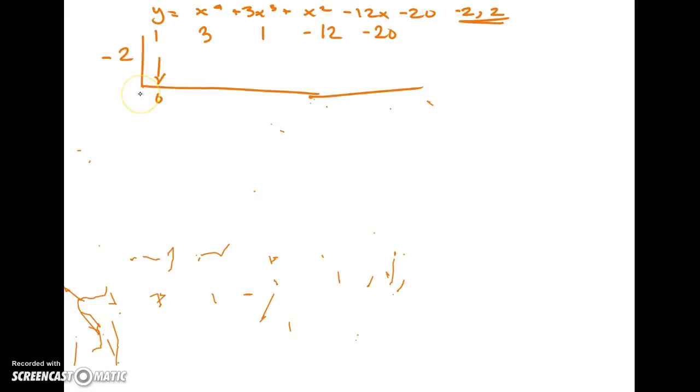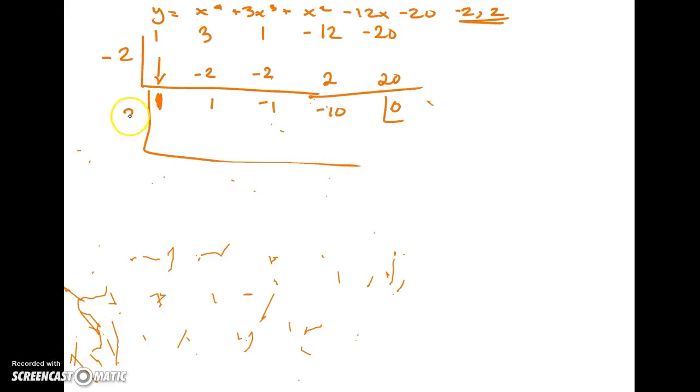This would be 1, negative 2, 1, negative 2, negative 1, 2, negative 10, 20, and we have a 0. Now remember, it makes our life a lot easier if we continue on. So I'm going to continue from where I left off, and now I'm going to plug in 2.